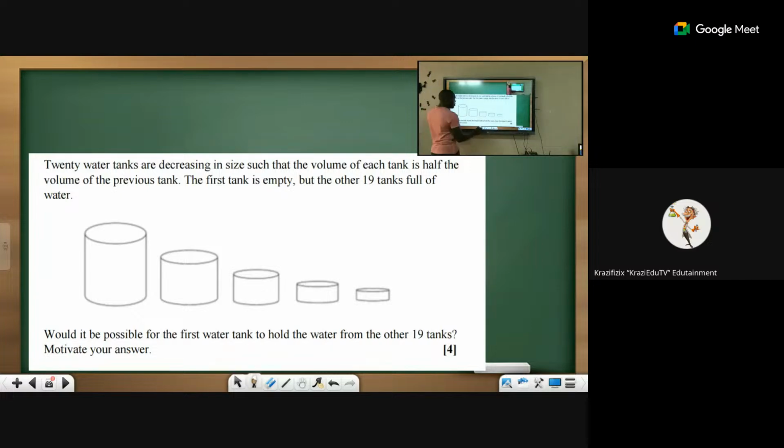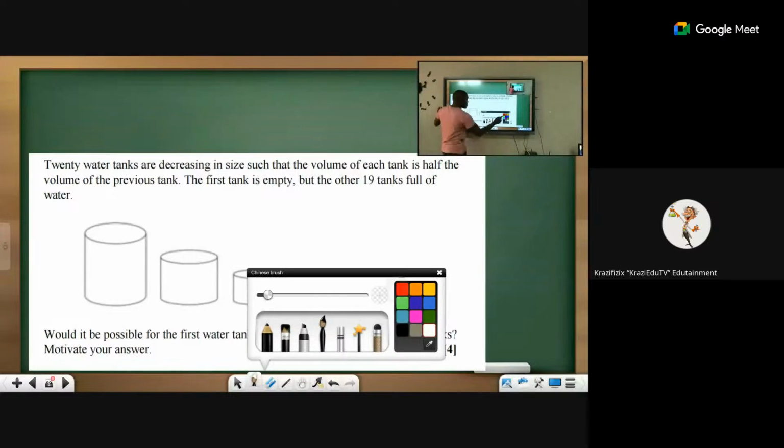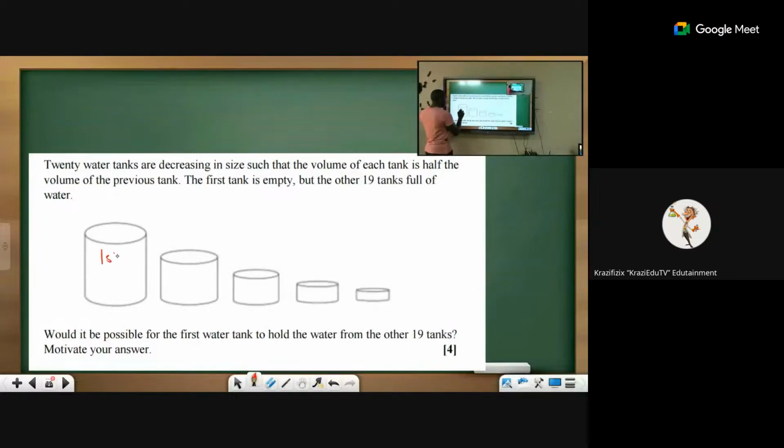Okay, let's call this the first water tank. Second, third, fourth, and like that. Will it be possible for the first water tank to hold the water from the other 19? Okay. So we have 19. The question is saying, if we pour water from the second to the last, and we decide to pour everything in the first, will it be okay?